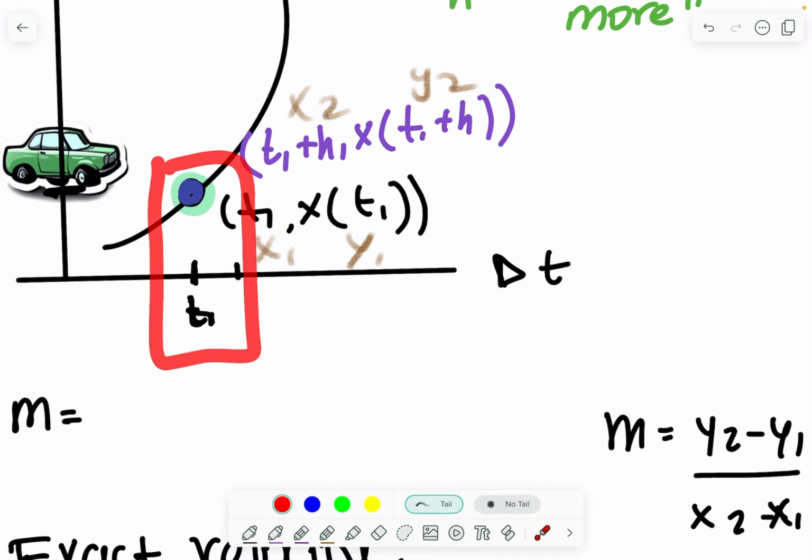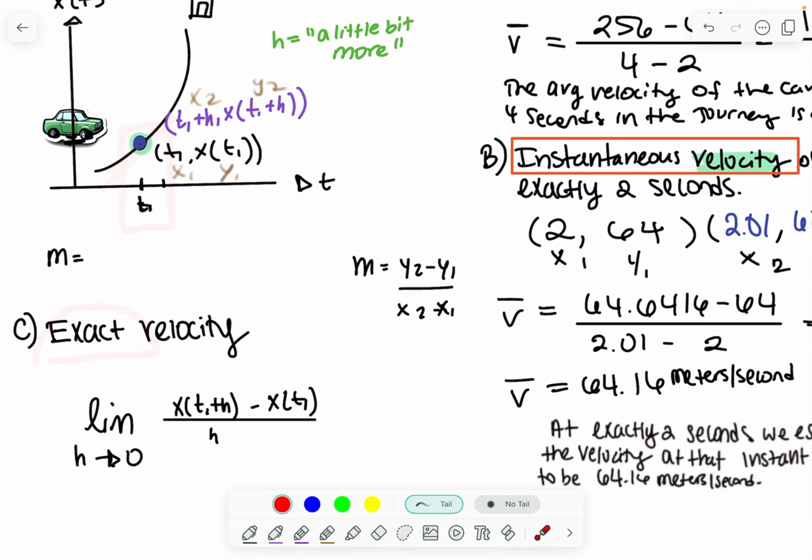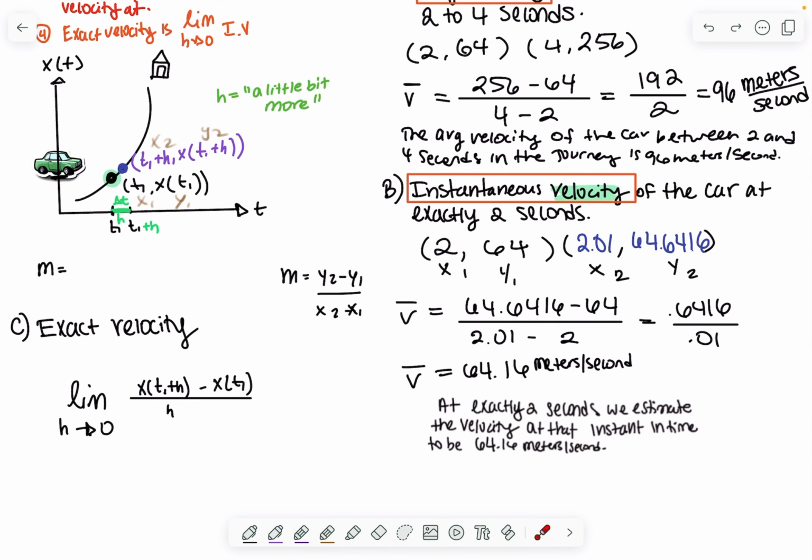And so taking the limit of instantaneous velocity gives us the exact velocity, the exact slope at this point, because we're taking away h. With this, we estimated the instantaneous velocity at this point, the slope at this point, because there was still some difference. That difference was 0.01. h still existed. But with the exact velocity, we limit h to be 0.